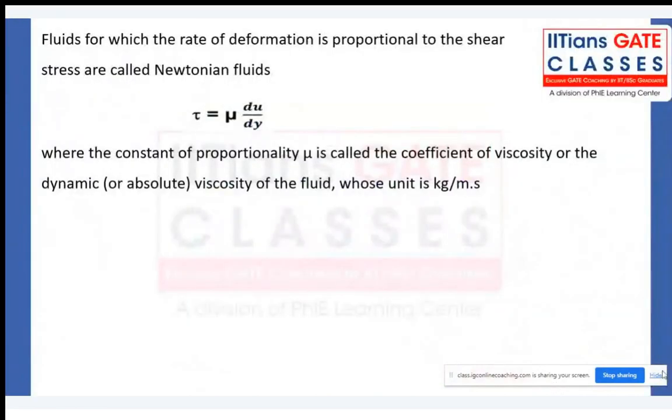So in the last class we have seen viscosity, and we have discussed that it is one of the properties of the fluid. So very good evening to all of you. We have discussed that the fluid which follows Newton's law of viscosity is called a Newtonian fluid, and the fluid which does not follow Newton's law of viscosity is a non-Newtonian fluid.